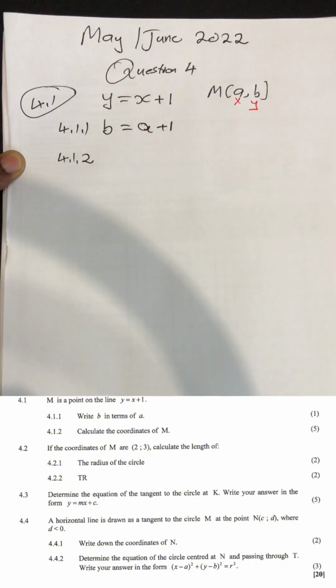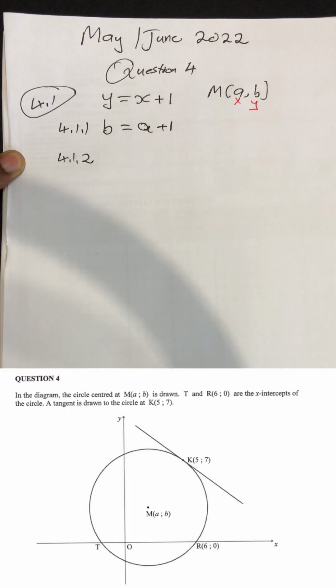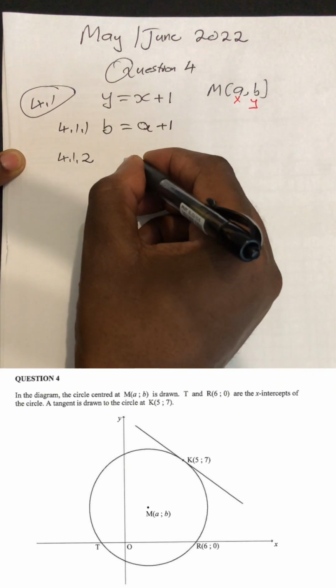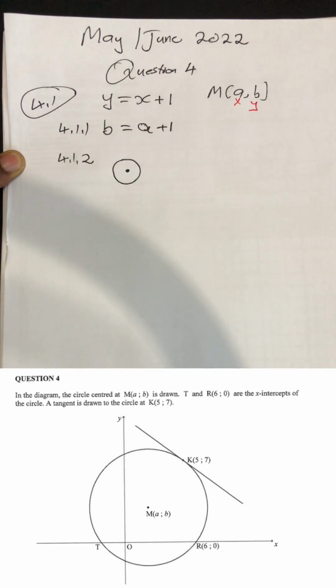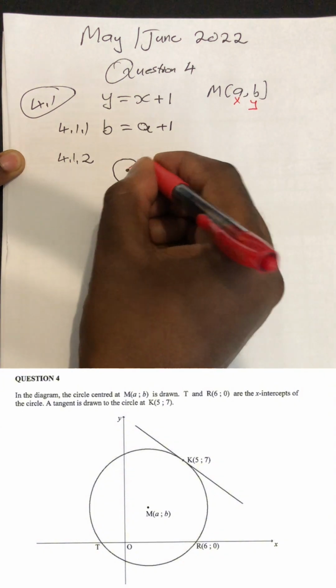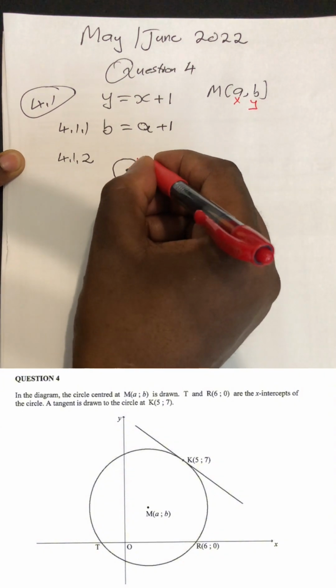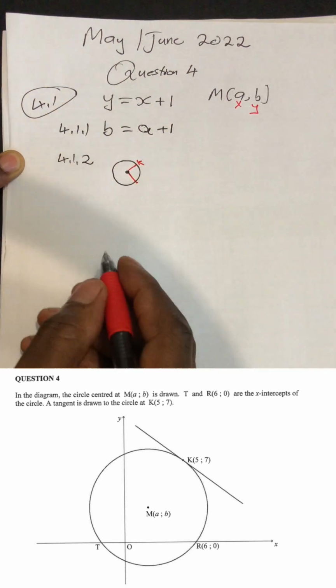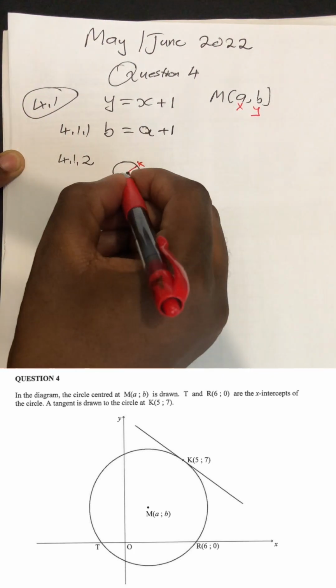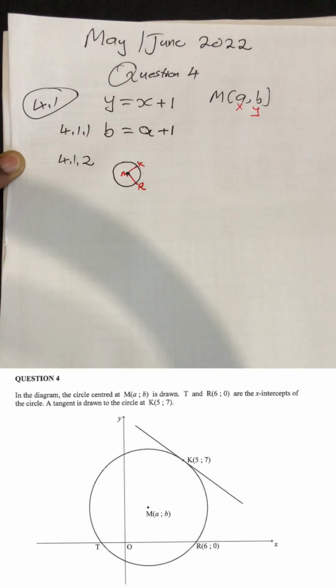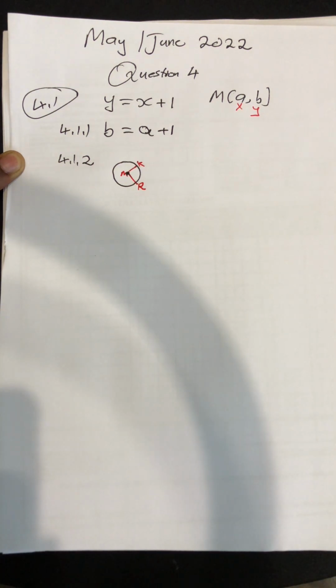4.1.2. Calculate the coordinates of M. If you look at the coordinates of M there, we have a circle with the center, and we have center to K. We also have center to R. And we know that the distance from center to K and from center to R is the same, because we are talking about the radius of a circle here.